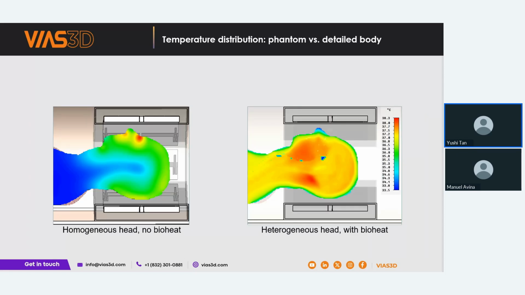Looking at the temperature, for example, on the left we see the homogenized head model, with no bioheat included. On the right, we see a heterogeneous model with a lot of details included, with bioheat. We can see that the results are clearly different, right? And the hotspots are very different as well. So on the right, we're definitely getting much higher fidelity in terms of results. Like I said, the resolution can go down to 1 millimeter, sometimes even half a millimeter if you need it, depending on the model you use. So these are quite detailed in terms of giving you good results.